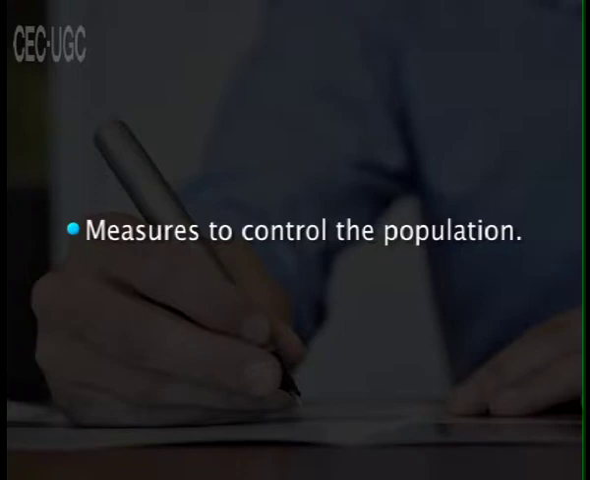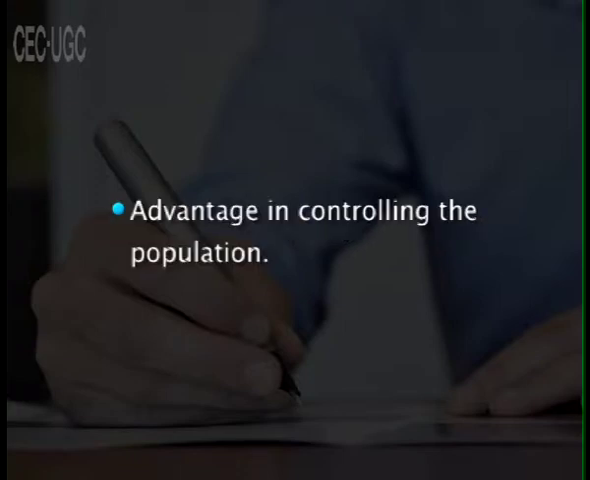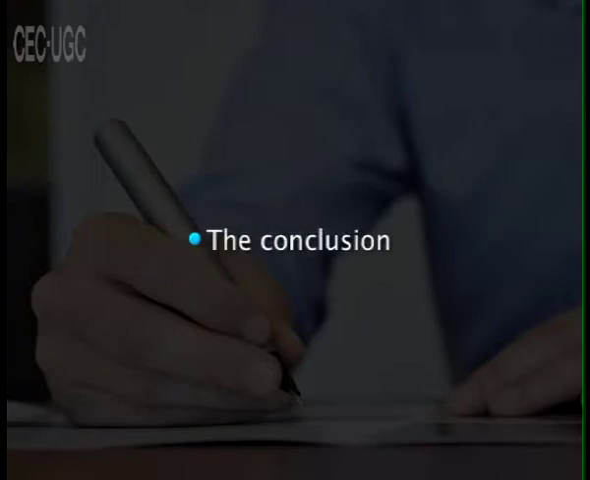Fifth point, measures to control the population. The sixth point is advantage in controlling the population. And finally, the conclusion. Each point should naturally lead to the next one. Mentally, prepare one paragraph on each point. So, this is how it goes.